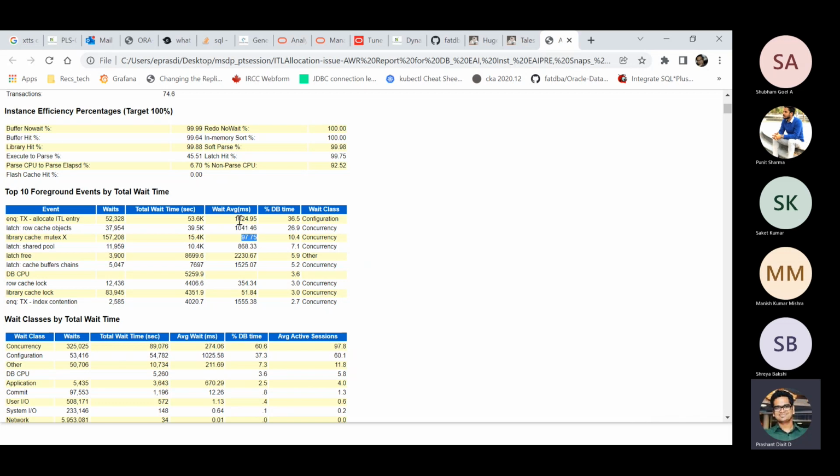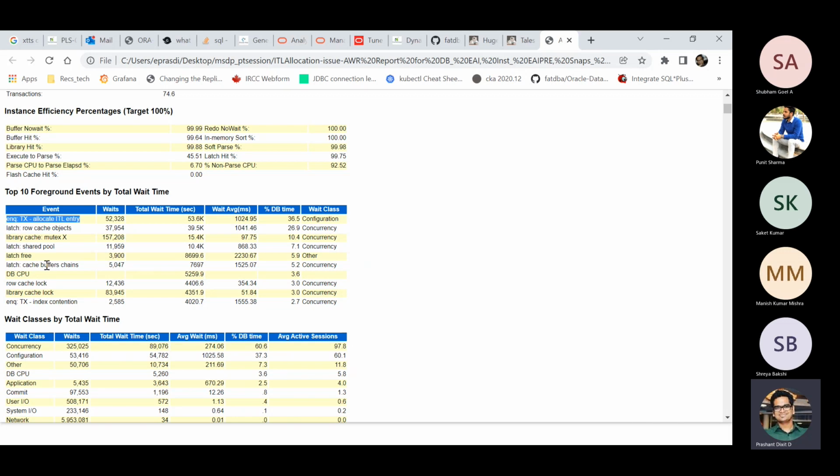But on the other hand, if you see 1024 and 1041, these two are massive, and this one is also pretty huge. But at the same time, you should build the correlation on the wait average ms and the DB time column. Though the wait average for the enq: TX - allocate ITL entry wait event is 1024.95 ms, it is contributing 36.5% of the total DB time available. It's a configuration class wait event, so you should move your analysis toward fixing this allocate ITL entry wait event first, before you switch to other events.